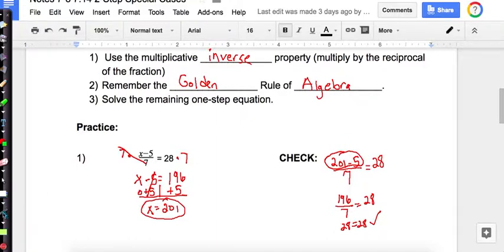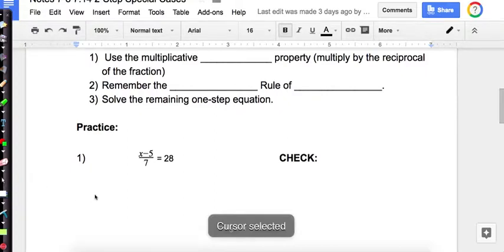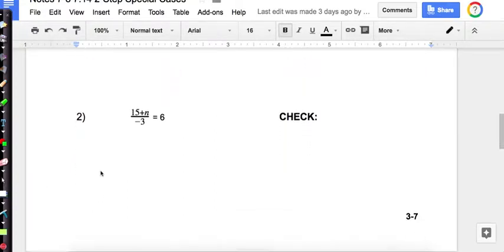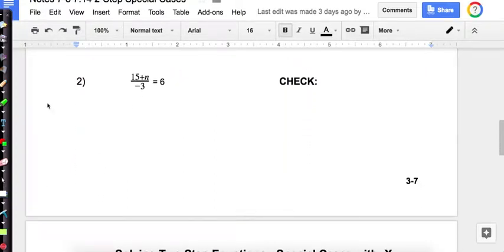Okay, let's look at example number 2. It says 15 plus n divided by negative 3 equals 6. So once again, it's a special case, so we're going to multiply both sides by negative 3, because that's the opposite of division. The negative 3's are going to cancel out, and we're left with 15 plus n equals negative 18.